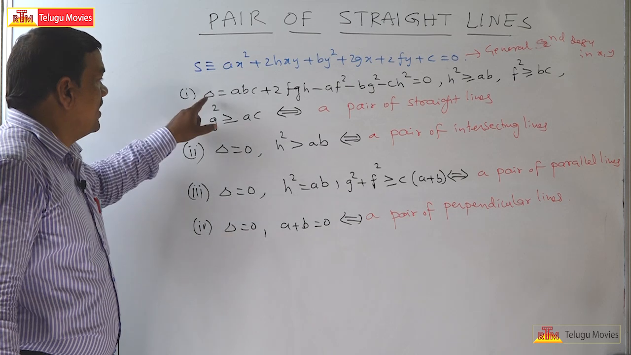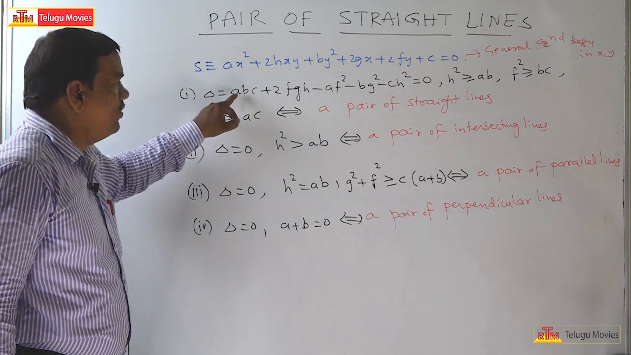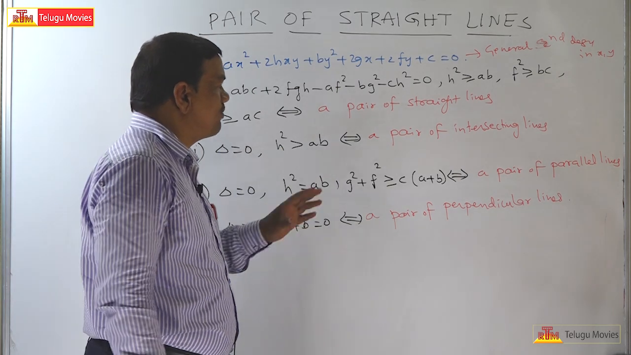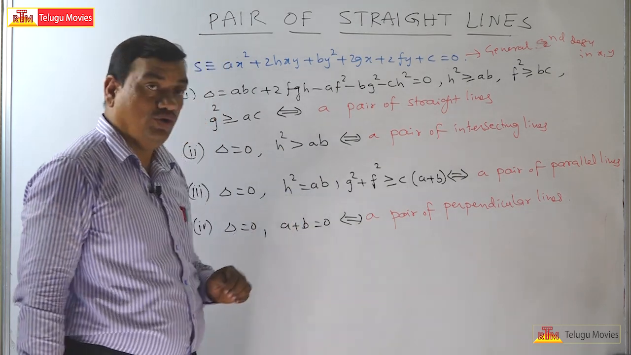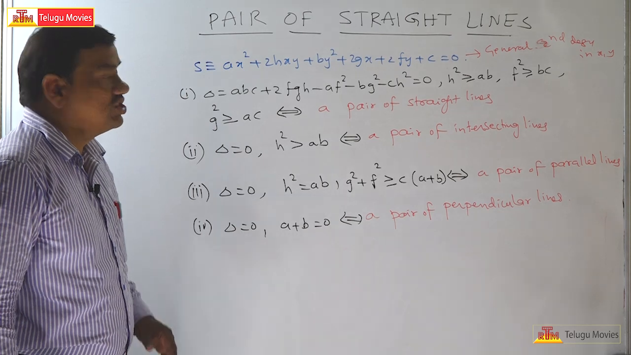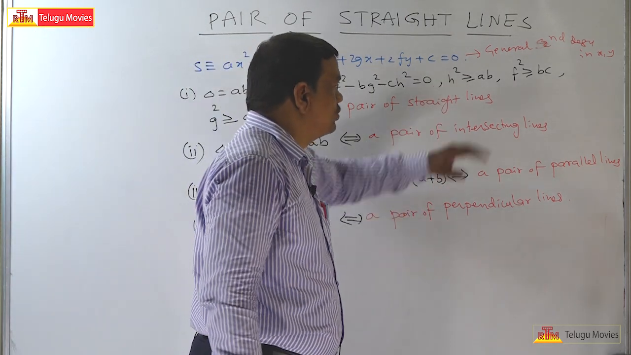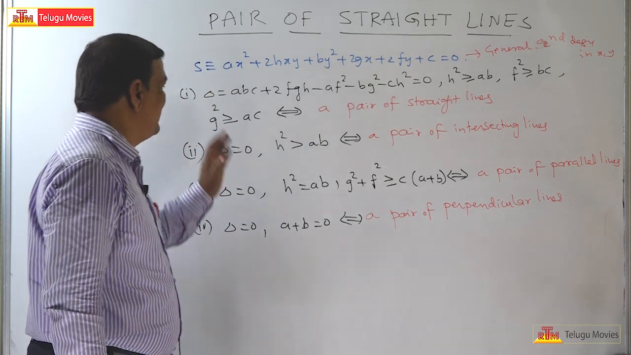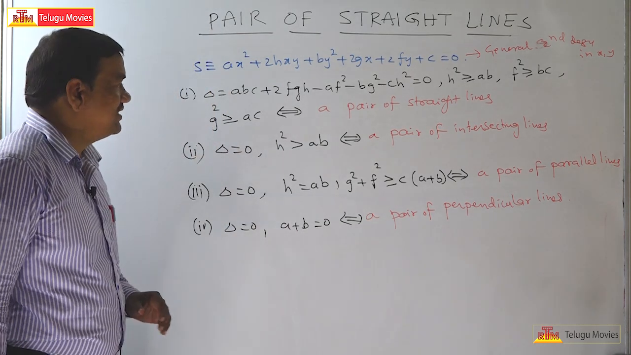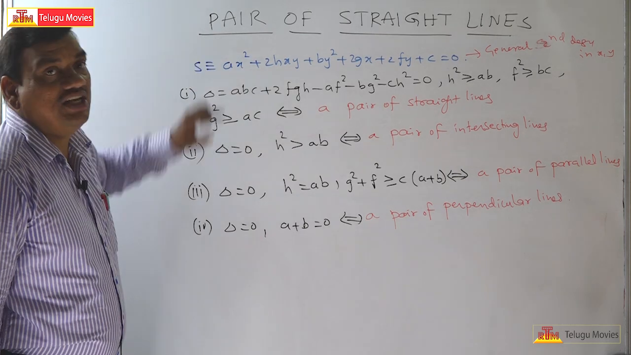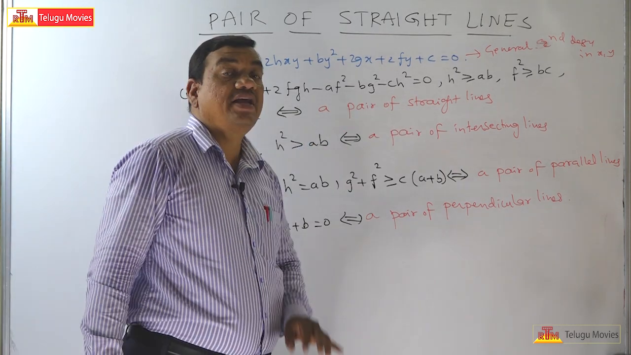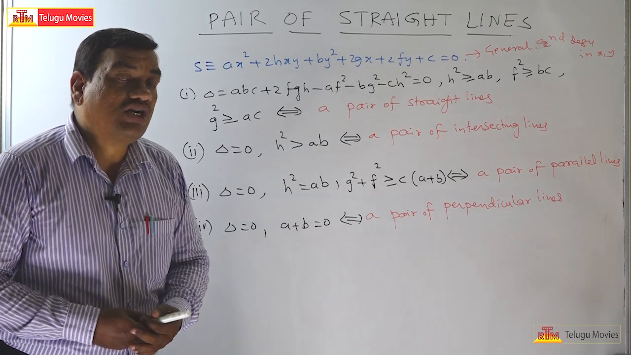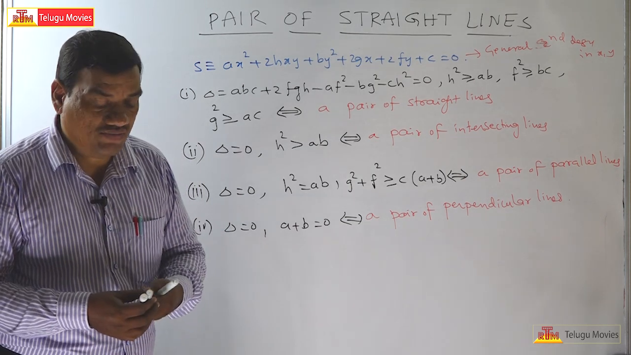So, if delta, that is abc plus 2fgh minus af square minus bg square minus ch square, is equal to 0, and also these three conditions hold: h square greater than or equal to ab, f square greater than or equal to bc, g square greater than or equal to ac, then this equation represents a pair of straight lines. When we say pair of straight lines, there are different types of straight lines.